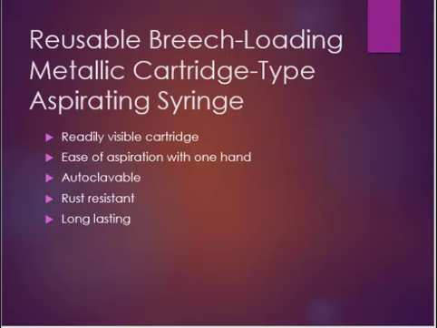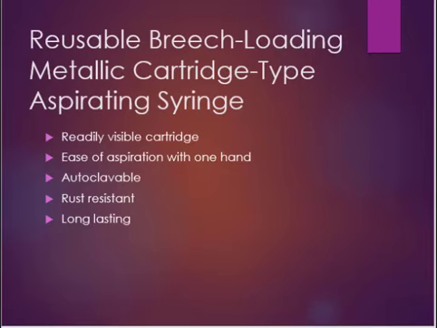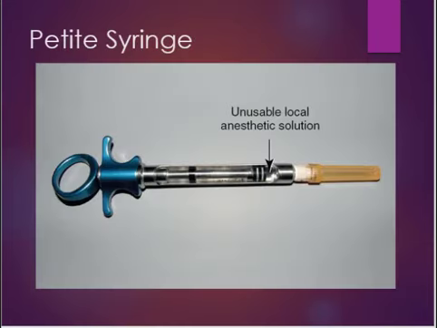Listed here are going to be the advantages. So as I was mentioning, a readily visible cartridge, ease of aspiration with one hand. It's autoclavable, so it can be sterilized between uses, rust resistant, and long lasting. Now, the reason why having a readily visible cartridge is an advantage is, again, to detect positive aspirations and to observe the rate of solution deposition through that window.